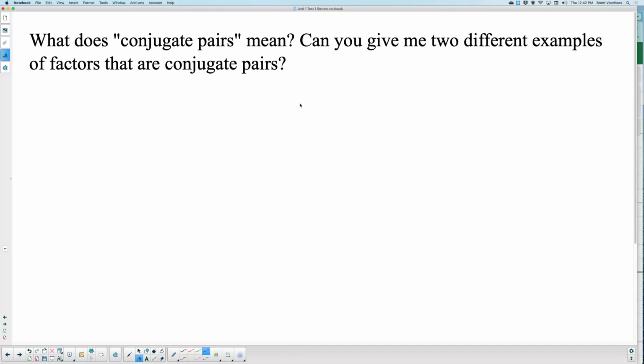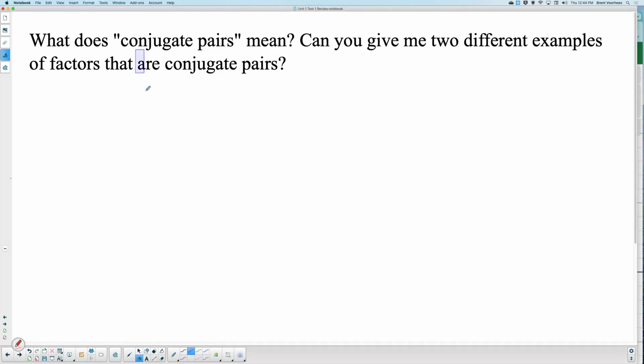All right, our one question here so far, our first question from lesson 1.6. I haven't hit anything from 1.6 nor 1.5. What does conjugate pairs mean? Truthfully, 1.5 and 1.6 were one lesson that I broke into two. It was a 2-part lesson. What does it mean to have conjugate pairs? Can you give me 2 different examples of factors that are conjugate pairs?